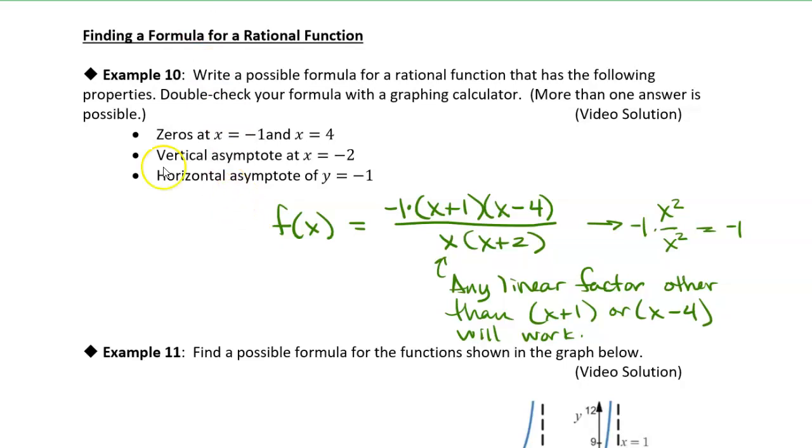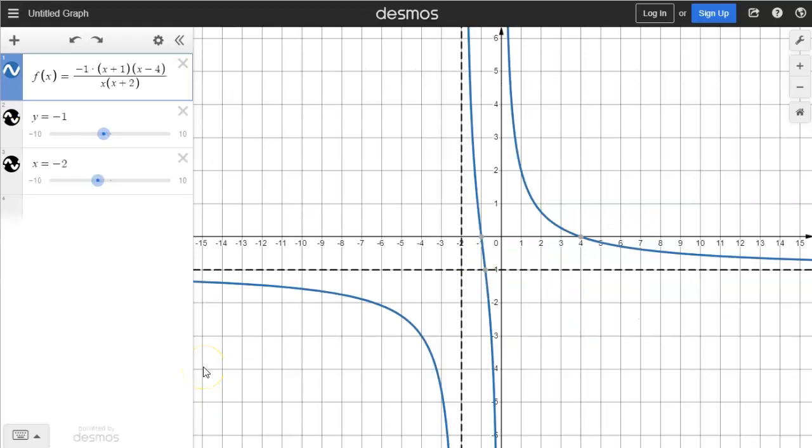Now we just want to double check that with Desmos. All right, so I took my function and put it into Desmos, and here's what it shows me. So let's just verify. We have to have a 0 at -1 and at 4. And you can see that it crosses the x-axis here at -1 and at 4. So those are our zeros, right? 4, 0, and -1, 0.